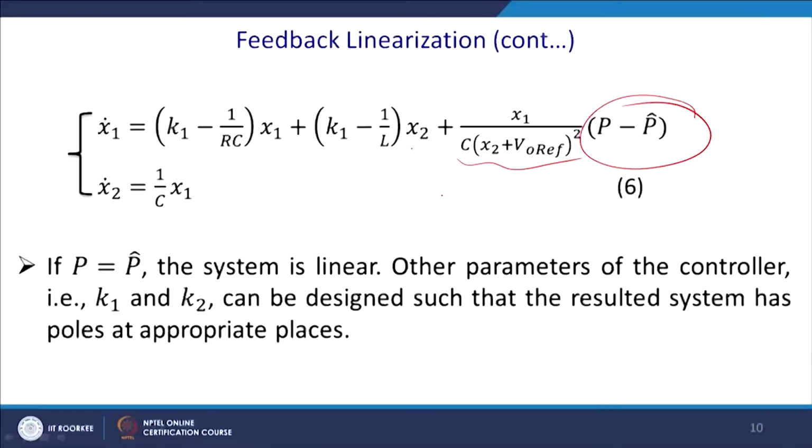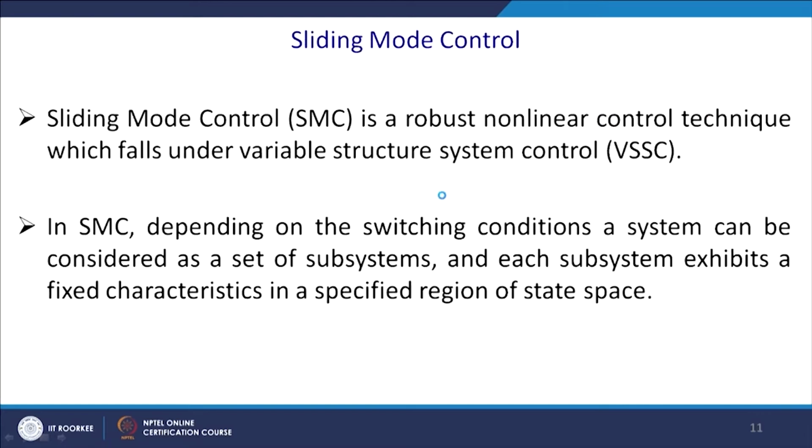Thus you write the state space, go to the transfer function, apply the eigenvalues, and find out the range of k 1 and k 2 within which this system will work. So, this is one way of designing by feedback linearization.